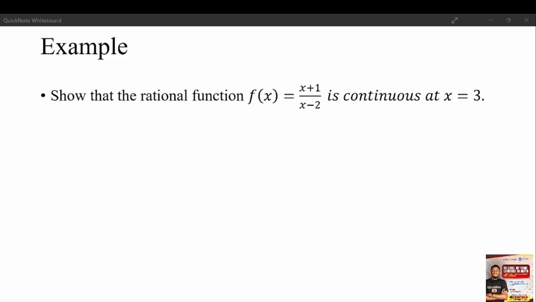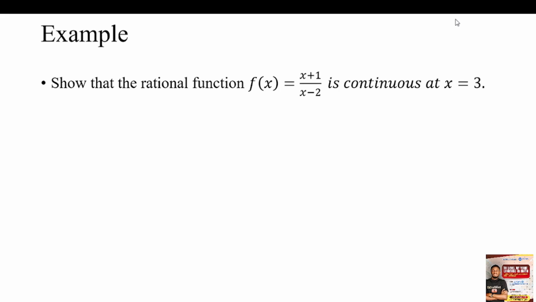Now, in calculus, continuity is a fundamental concept that helps us understand how functions behave. Now, what do we mean here when we say a function is continuous? A function is continuous if it can be drawn without lifting the pen from the paper. But what does that really mean?